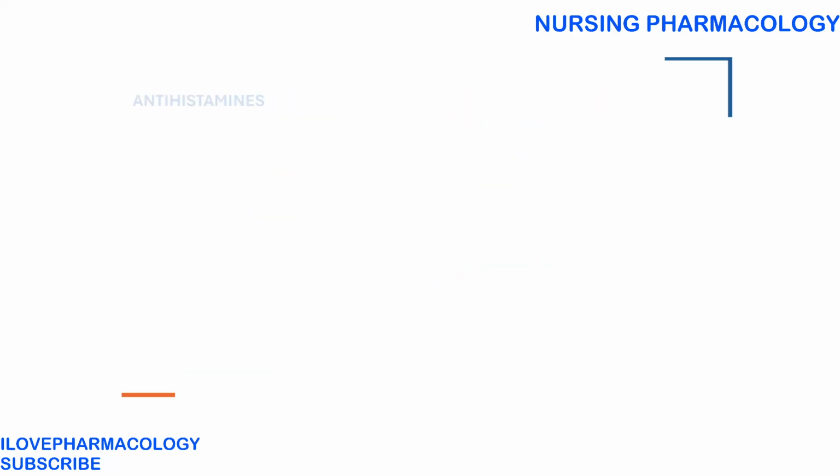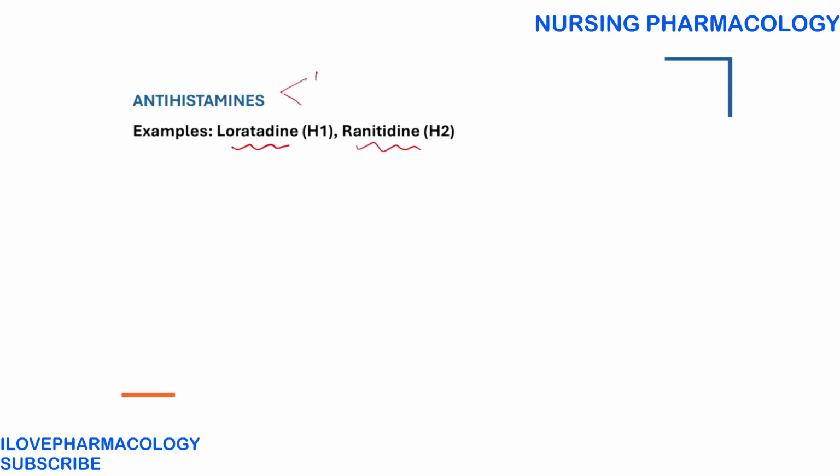And next we have antihistamines. These are the drugs which are given for allergic reactions. We have loratadine and ranitidine. So please remember, here also you have first generation and second generation. First generation are highly sedative, and second generation are less sedative.